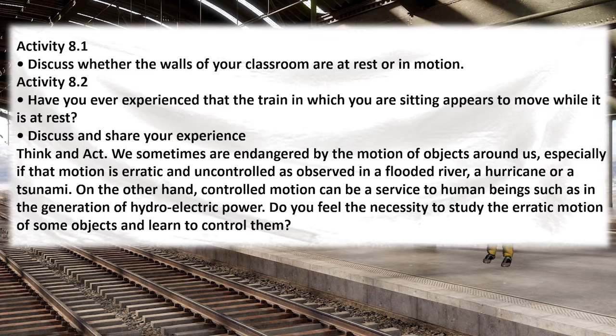Motion is also described based on controlled and uncontrolled motion. In the case of uncontrolled motion, like the event of a flood, the uncontrolled motion of the water seems to be dangerous. But in the case of the generation of hydroelectric power, where a controlled movement of water is used to generate electricity, this motion is considered to be a useful motion.